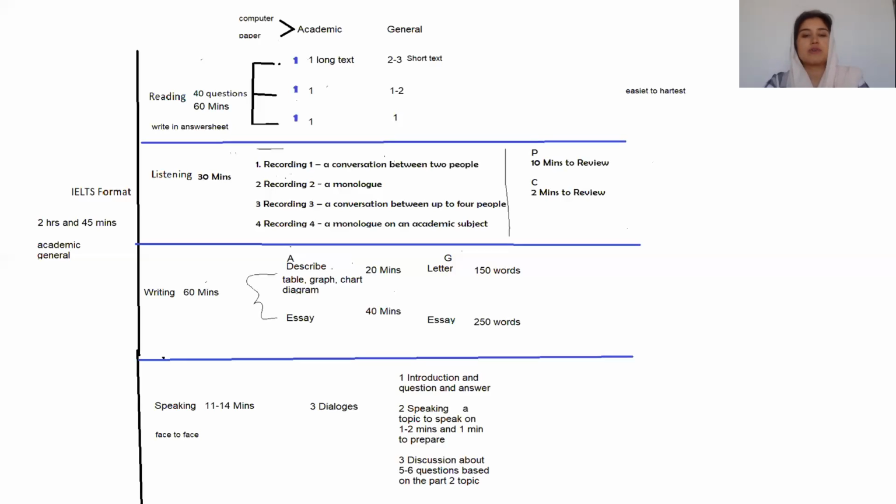So in this part, you have 3 dialogues. The first one is introduction and question and answer. You will introduce yourself very briefly, and then there will be some questions that you have to answer with 2, 3, or 4 sentences.